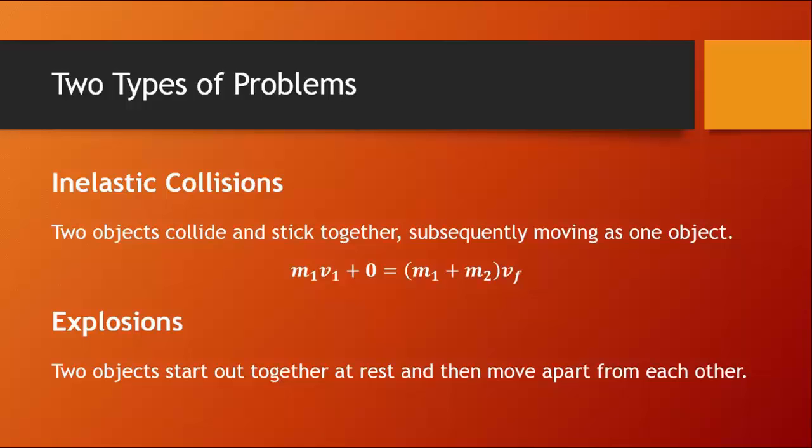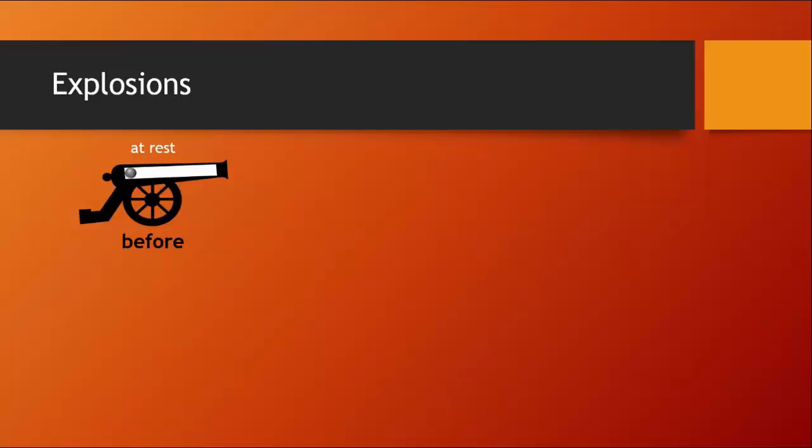Now let's move on to explosions. Here we have a cannon and a cannonball that are both at rest. The cannon is just sitting at rest on the ground, and the cannonball is just sitting at rest inside. Now we're going to light the fuse and fire the cannonball. As you can see, the cannonball has some velocity to the right, and the cannon has some, what we call, recoil velocity to the left.